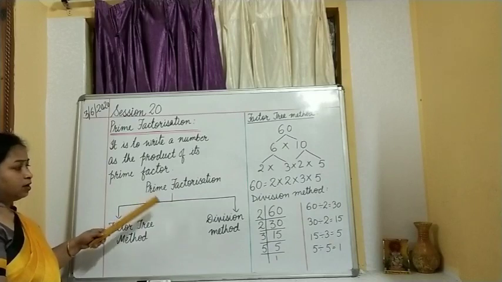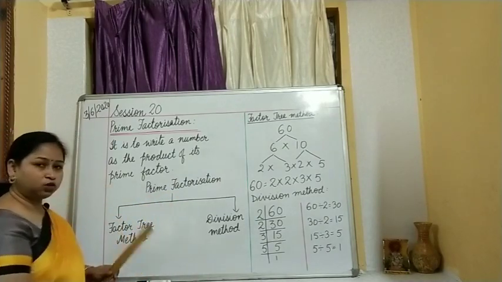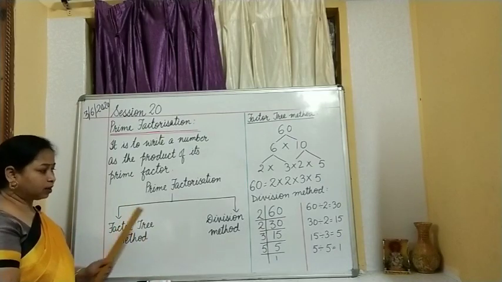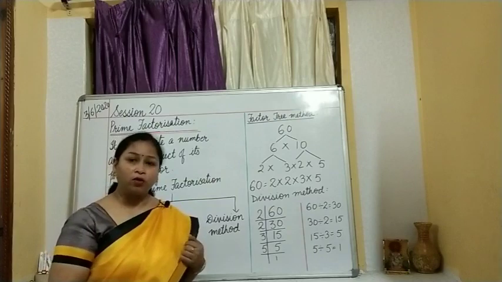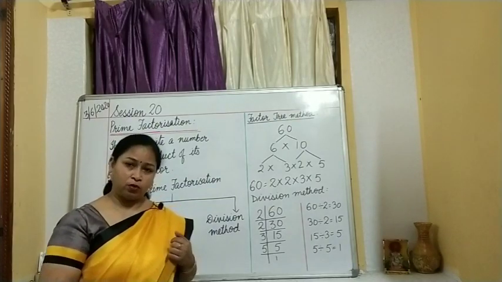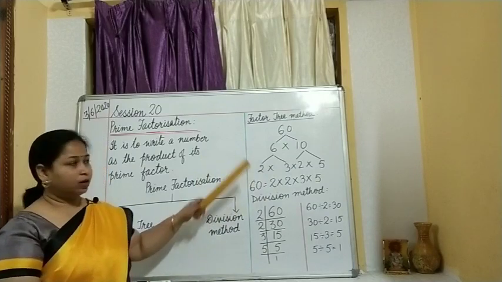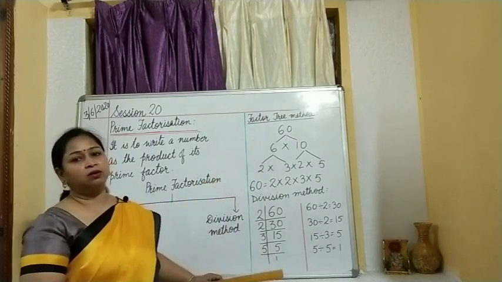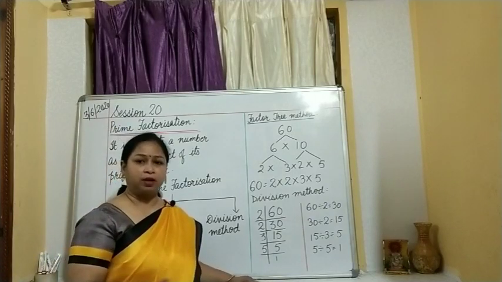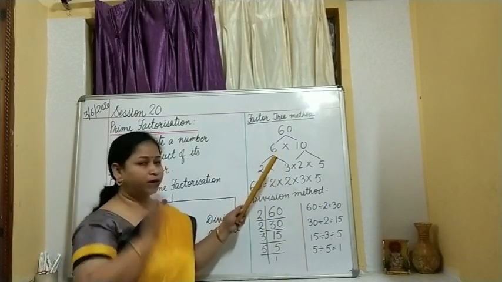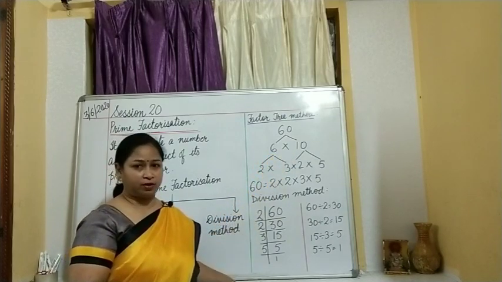Okay. And this prime factorization we can do in two methods. What are these two methods? Factor tree method and division method. Children, factor tree method you have already completed in your class 4. Although you have completed, I'll just give a small revision of it. Okay. So suppose you have a number 60. Now what are the factors of 60? There are so many. So let us make it very simpler, and I have taken 6 multiplied by 10.